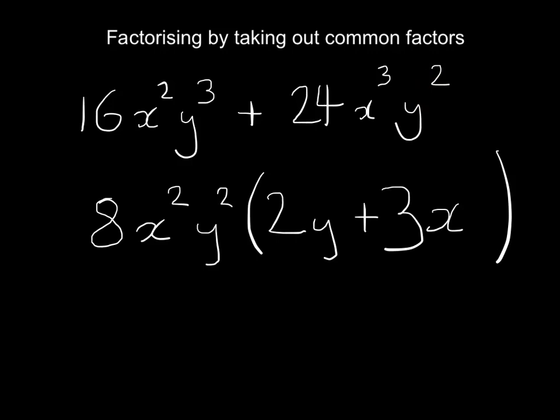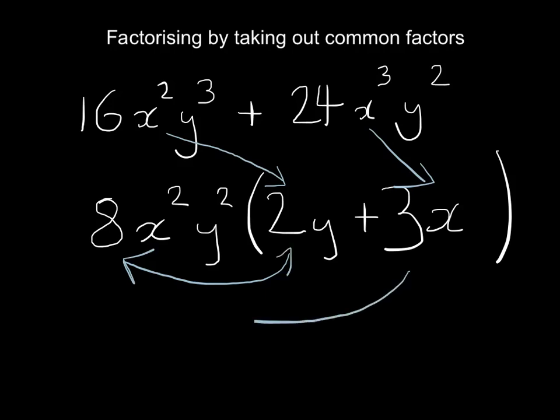So if you're thinking about where these things are coming from, that is that one, that is that one. These two times together give me this 16x squared y cubed, and these two times together give me the 24x cubed y squared. Hope this helps.